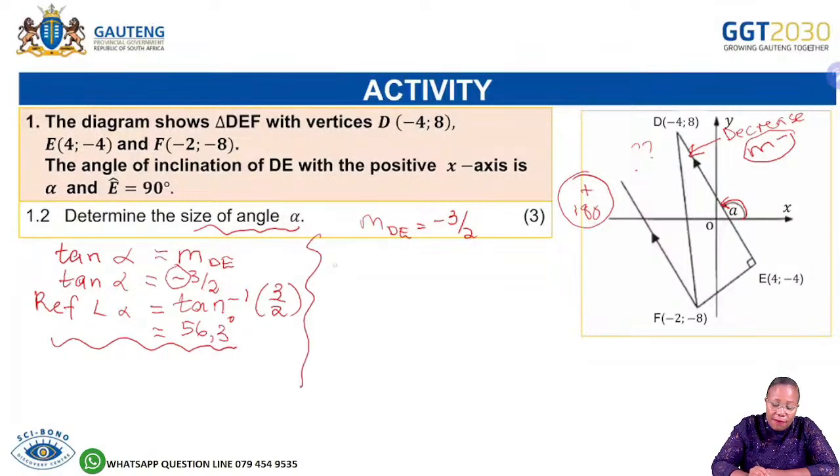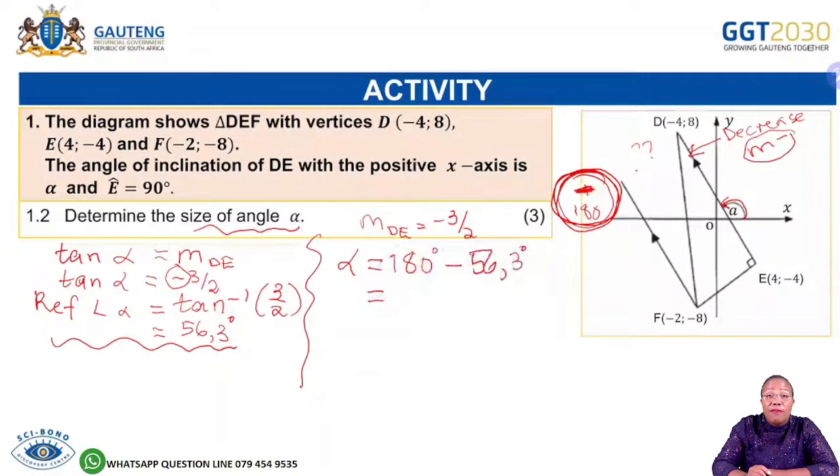Now to find the real value of alpha, we are going to take this reduction. It's 180 minus, sorry, not plus. The reduction in quadrant 2 is 180 degrees minus the reference angle, which is 56.3 degrees. And this gives us an angle of 123.7 degrees, grade 12. So be careful. If your gradient is negative, calculating inclination, your value must be greater than 90 but less than 180.